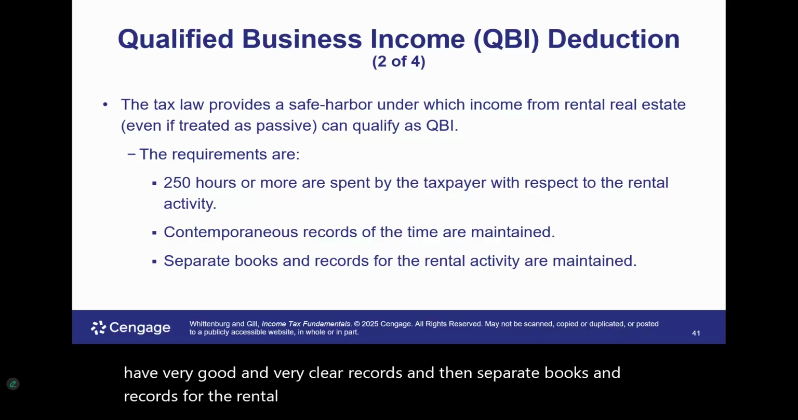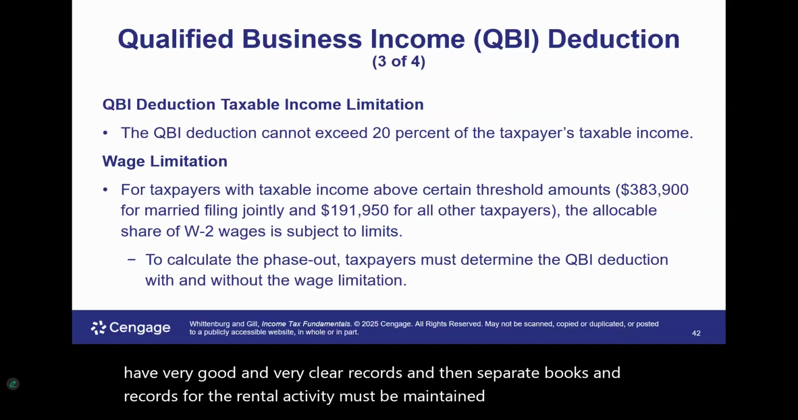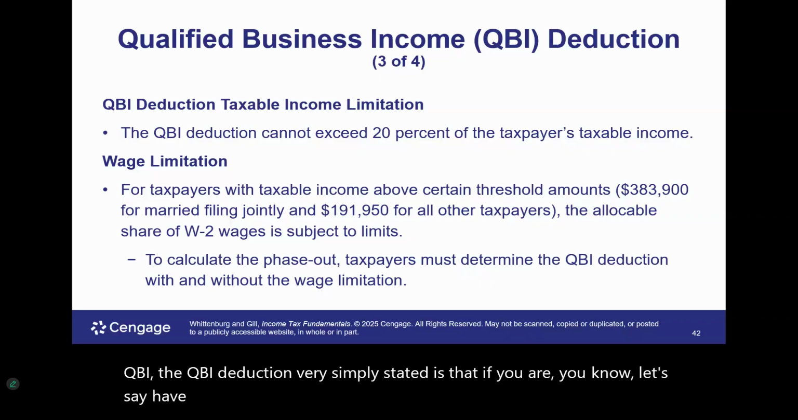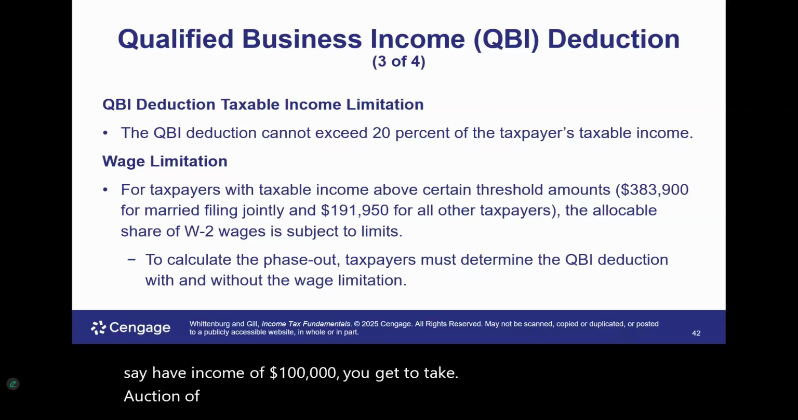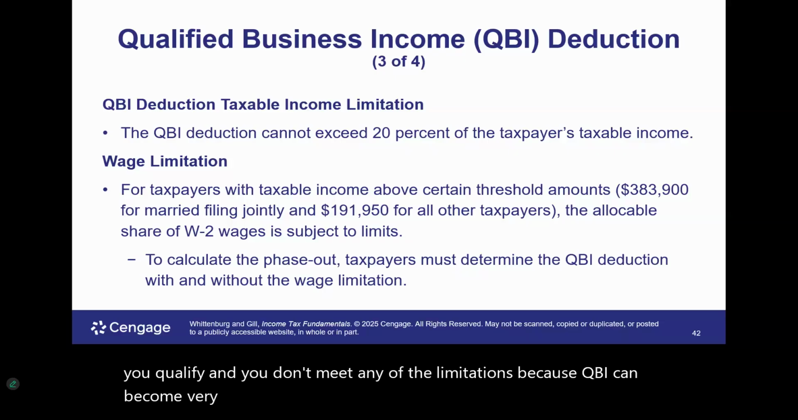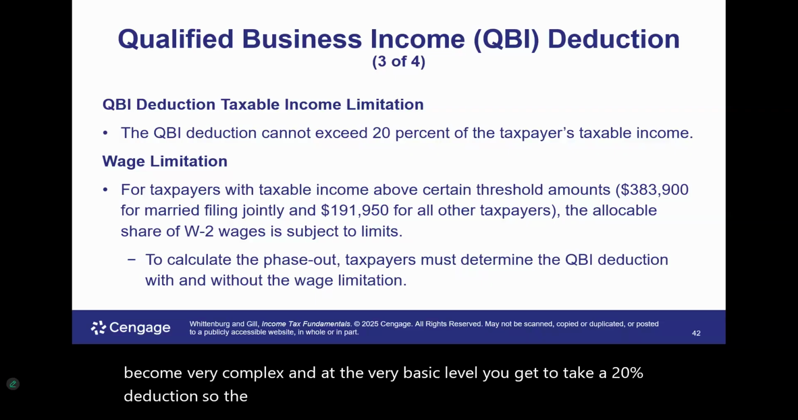So as it relates to the QBI deduction, very simply stated, if you have, let's say, income of $100,000, you get to take a deduction of 20%. So automatically off the top, there's nothing you can do once you qualify and you don't meet any of the limitations, because QBI can become very complex. And at the very basic level, you get to take a 20% deduction. So the taxable income limitation: the QBI deduction cannot exceed 20% of the taxpayer's taxable income.